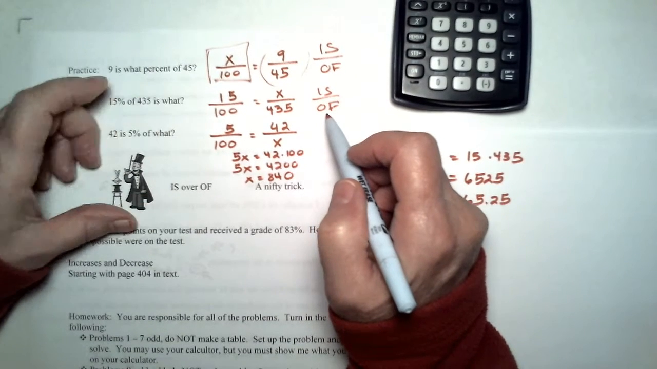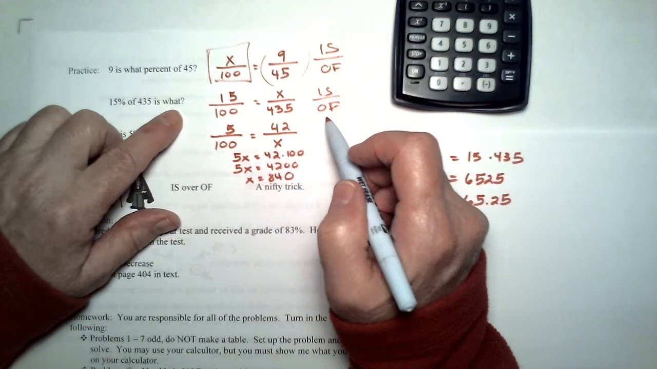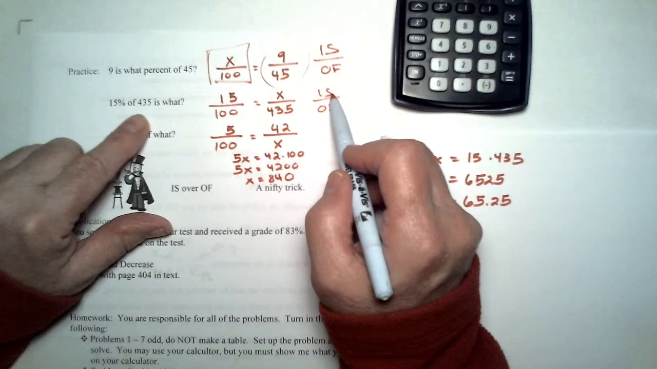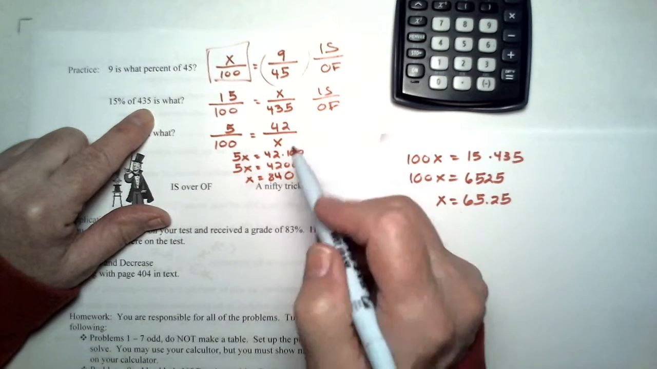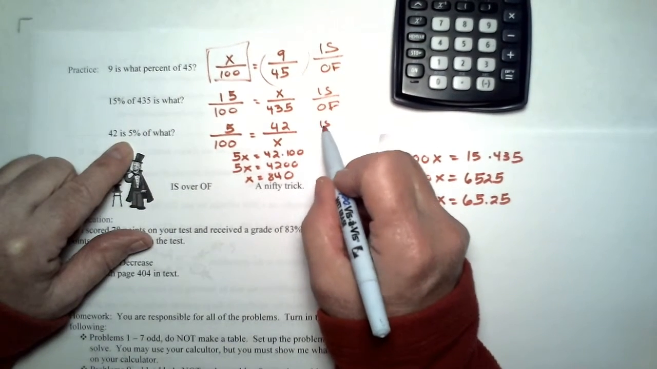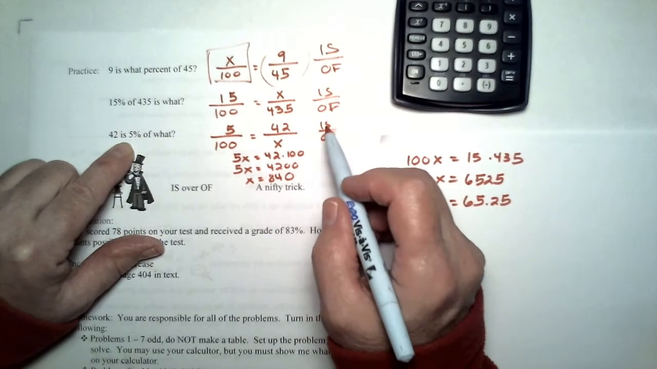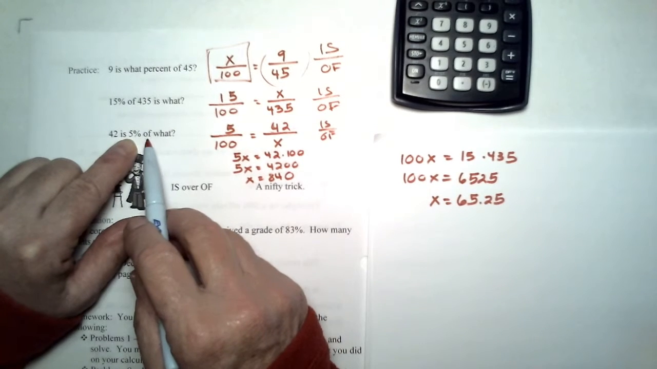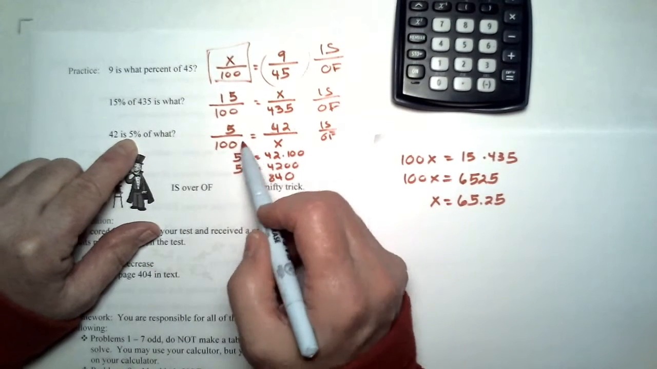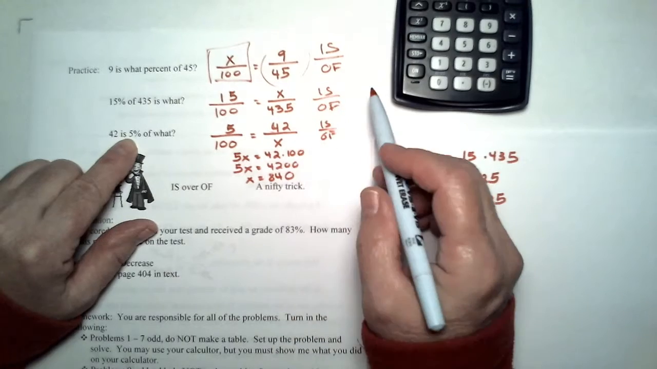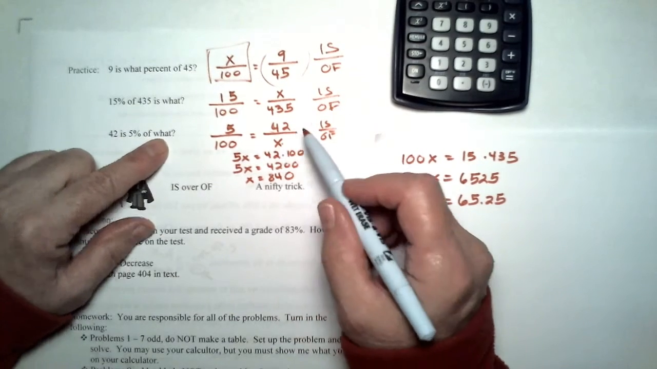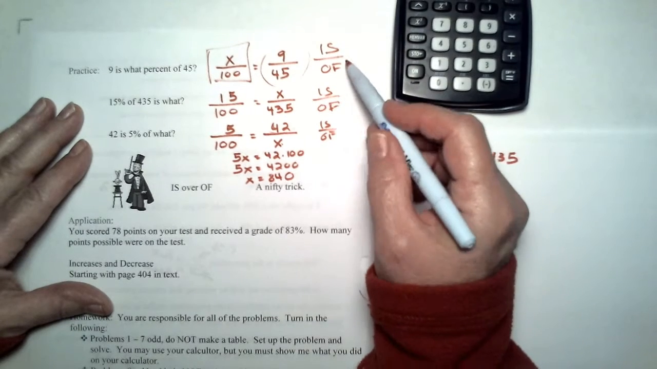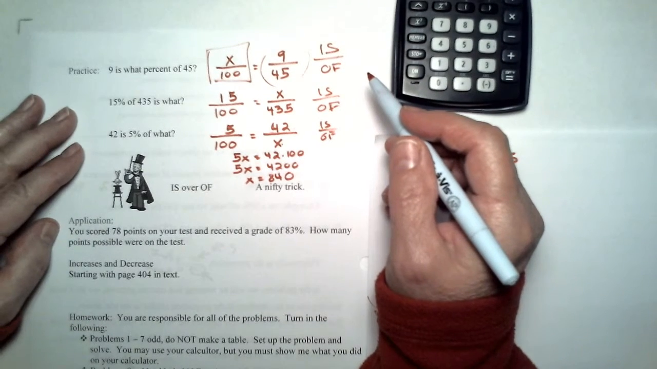Now let's see if it works on the next one. Is what? That's what I don't know. So is, the x, goes on top. Of 35 goes on the bottom. And let's try this one. Is over of. 42 is, that goes on top. Remember, now you might say, well, the 5% is over by the is. No. The 5% is taken. You can't touch him. And then of what? And there's my variable. So if you're not sure quite where to put the values, use this little trick, is over of, and it works great every single time.